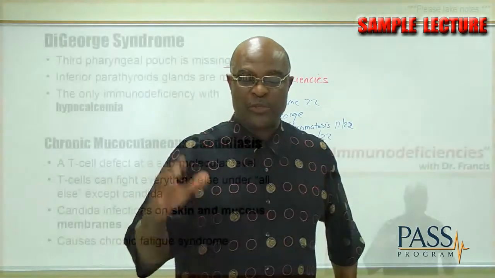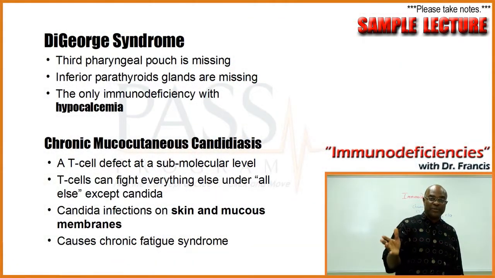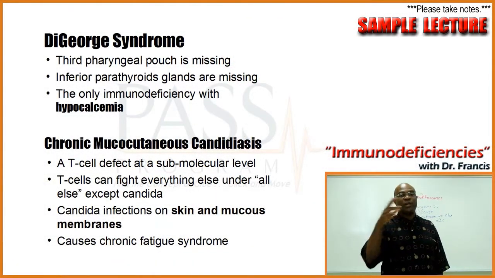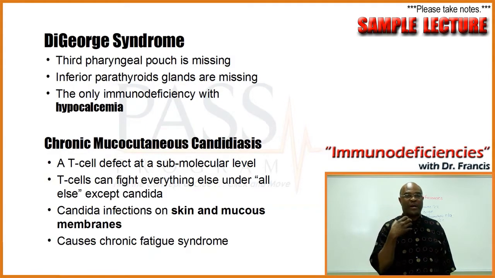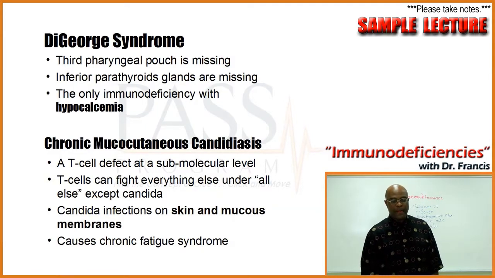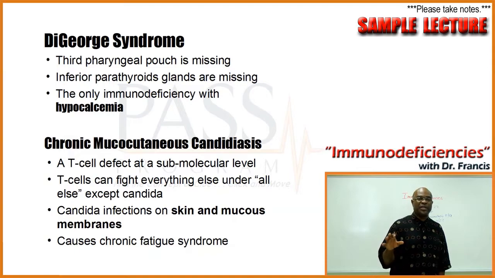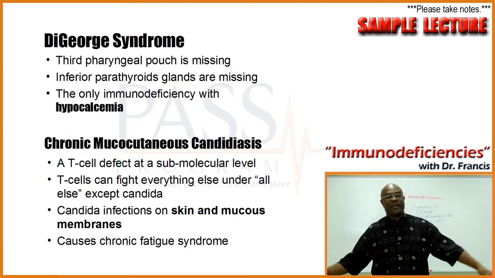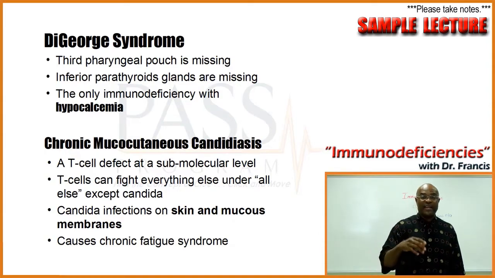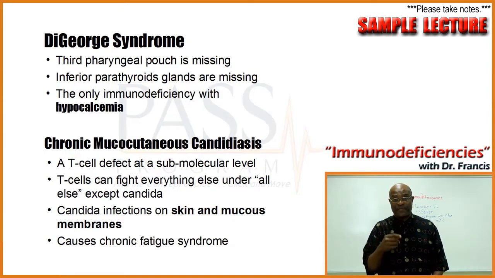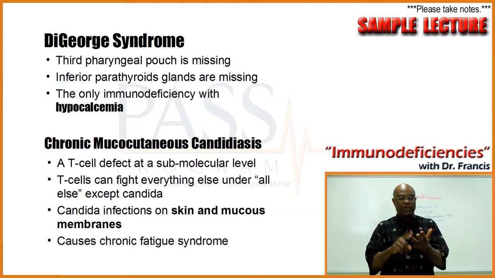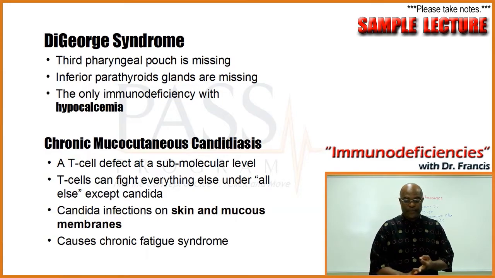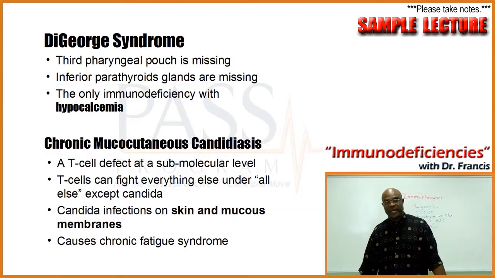So DiGeorge syndrome: thymus problem, so T-cell defect, low calcium because the inferior parathyroids never developed. Next disease, chronic mucocutaneous candidiasis. It's chronic. In fact, they have it throughout their entire life. They have candidiasis on mucosal surfaces like the GI, respiratory, and GU tract, and they have it on their skin.